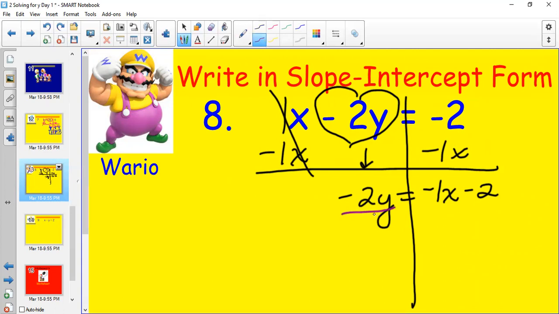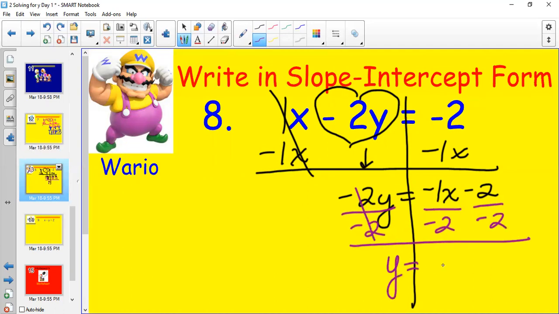And then we have to divide by our coefficient. And remember, divide everything by that coefficient. So my final answer in slope-intercept form would look like this. I have 1 on top and 2 on bottom. That's a half. I'm going to keep it as a fraction so I can graph it. That'd be a rise of 1 and a run of 2.